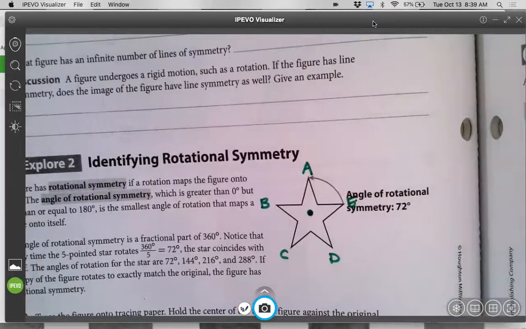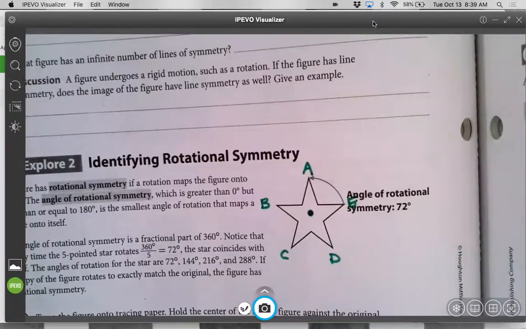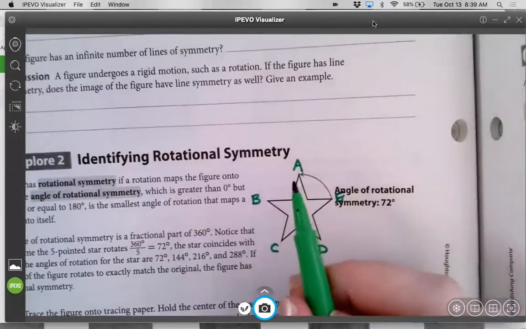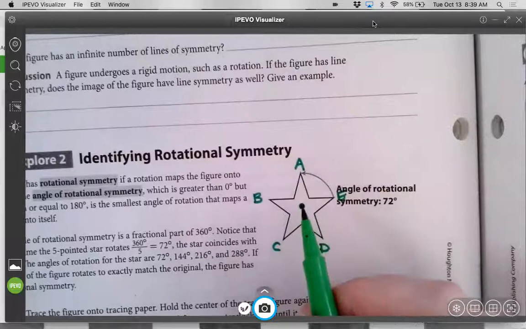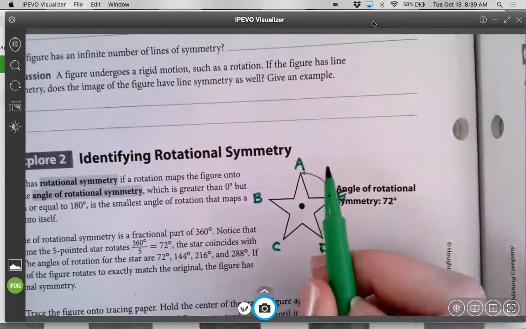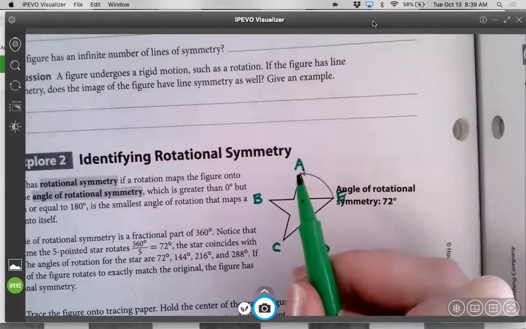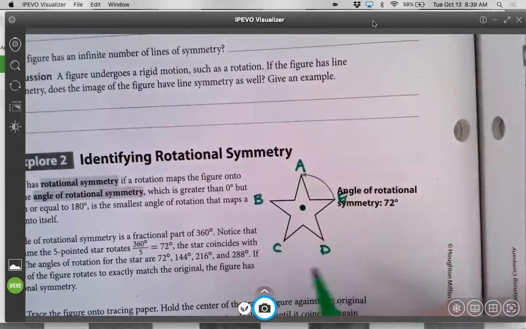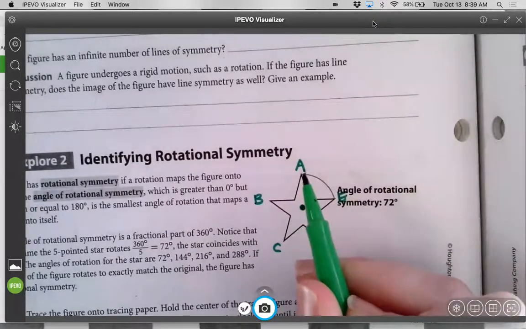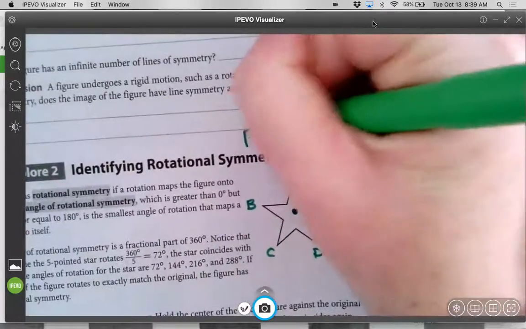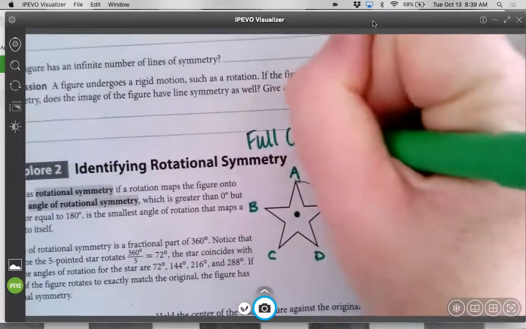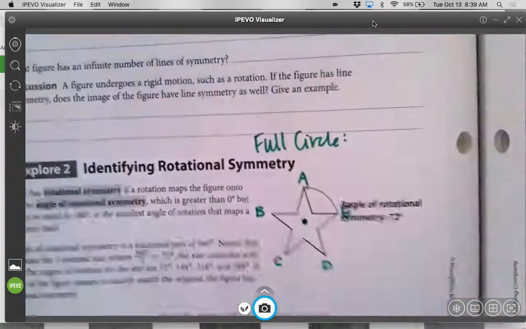So rotations are based upon circles. When we talked about rotations, we talked about how things traveled in a circular path. So let's think about first how many degrees it would take if I were to hold this down on the dot and I were to spin the star. How many degrees would it be for A to travel all the way around in a full circle and end up where it is? How many degrees? Yeah, 360.